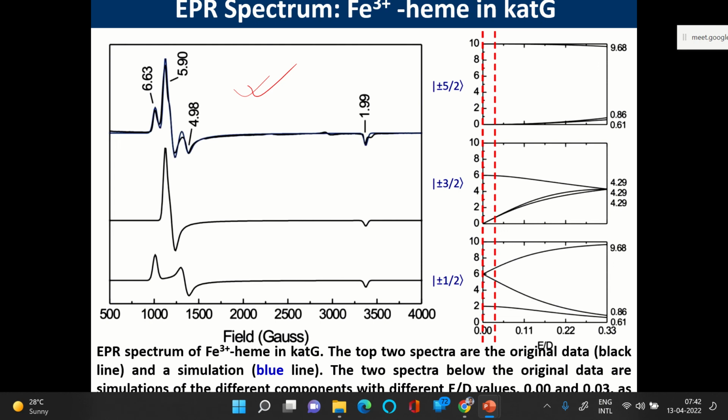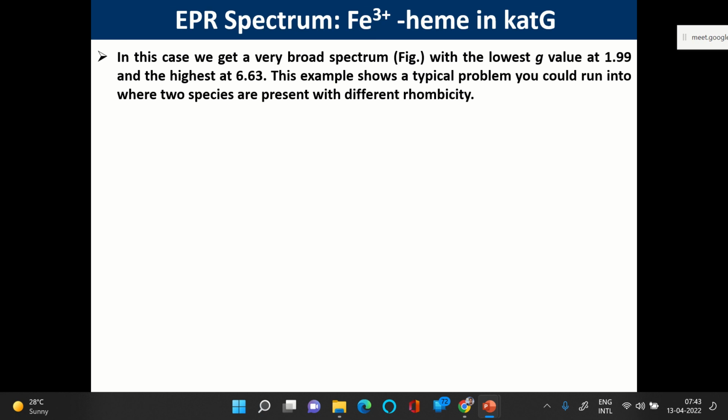So the lowest g value you are obtaining is 1.9, around 2, and the highest g value 6.63 is obtained over here. So in the original spectrum, there are four different g values being obtained. That indicates that you may have different types of interactions happening. Lowest g value at 1.99 and highest at 6.63. This kind of complex spectrum appears sometimes when you have two species present with different rhombicity.